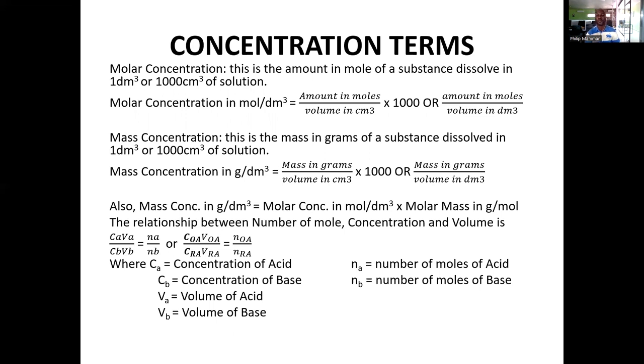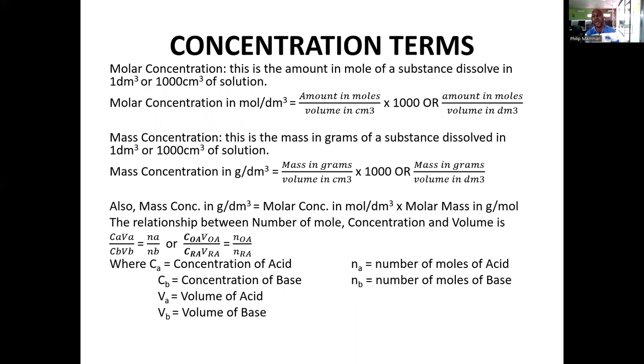Now, what is concentration? There are 2 types of concentration, molar concentration and mass concentration. Now, when you say molar concentration, this is the amount in moles of a substance dissolved in 1 dm³ or 1,000 centimeter cube of solution. Again, this is the amount in moles of a substance dissolved in 1 dm³ or 1,000 centimeter cube of a solution. Molar concentration in mole per dm³ can be calculated using a formula: amount in moles over volume in centimeter cube multiplied by 1,000.